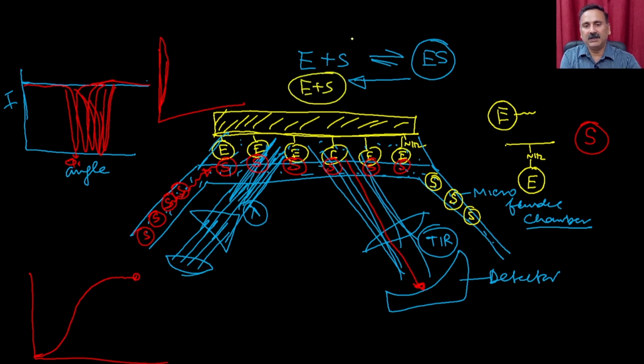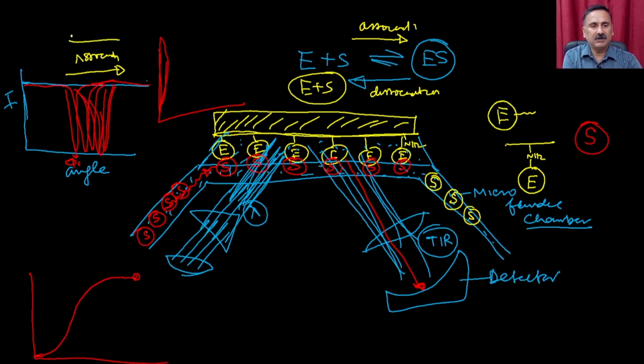Okay, so this is an association, right? And this is a dissociation, right? So when there is a dissociation, the peak... earlier, when there was an association, the peak was moving from this direction to this direction, and you are going to see a change in the angle on a higher side. When there is a dissociation, the peak is going to move in the backward direction.